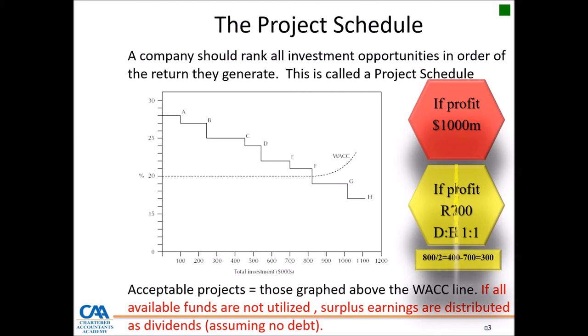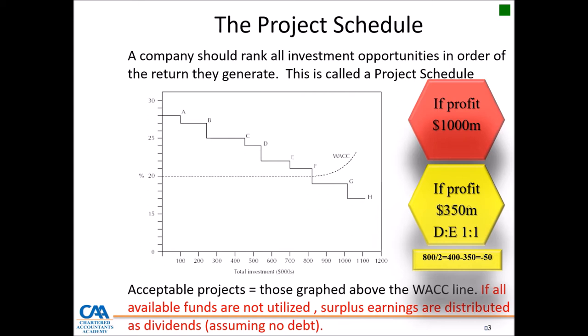However, assuming that the company's profit is $350 million, and assuming also that the company has got a debt to equity ratio of 1:1. In other words, it's 50% debt and 50% equity. Taking that into consideration, if the profit of the company is $350 million, then it means that all projects A to F are not going to be possible. It's not going to be possible for the company to invest in all of them. And remember, we are saying we need a total of $800 million to invest into these projects.